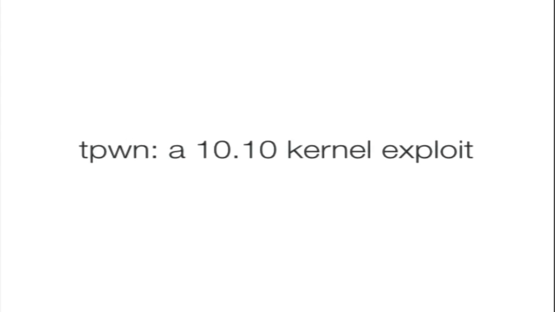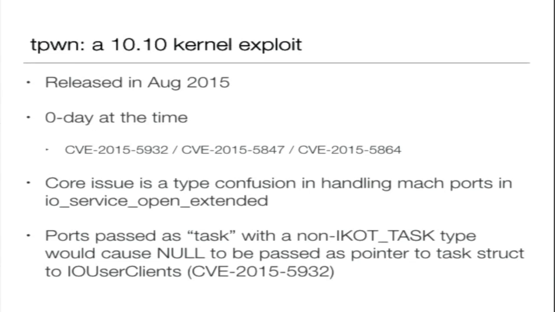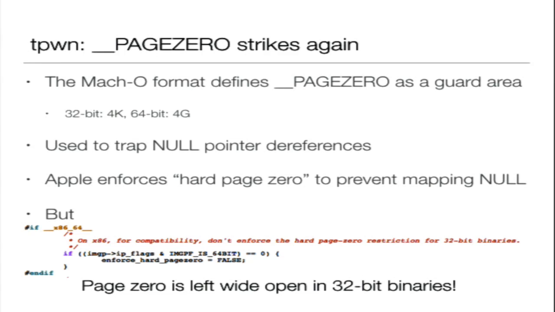So here's the anatomy of a pre-El Capitan kernel exploit, tpwn, which I've been working on and released in August this year. It used to be a 0-day at the time. The core issue was a type confusion in handling Mach ports in an IOKit function. I'll explain more about this later, but first I have to explain page zero.